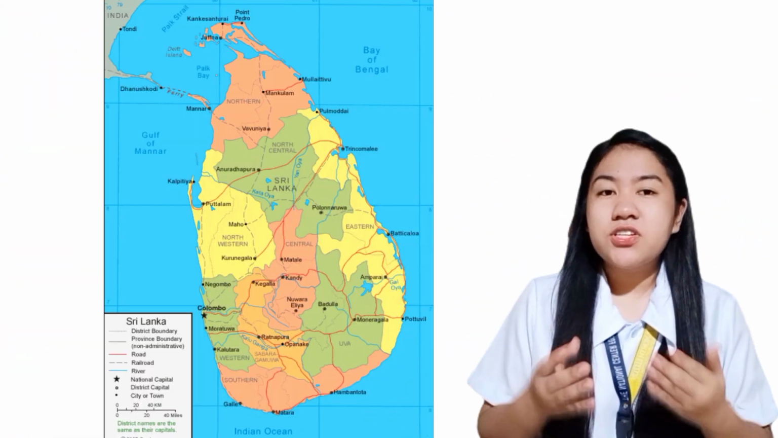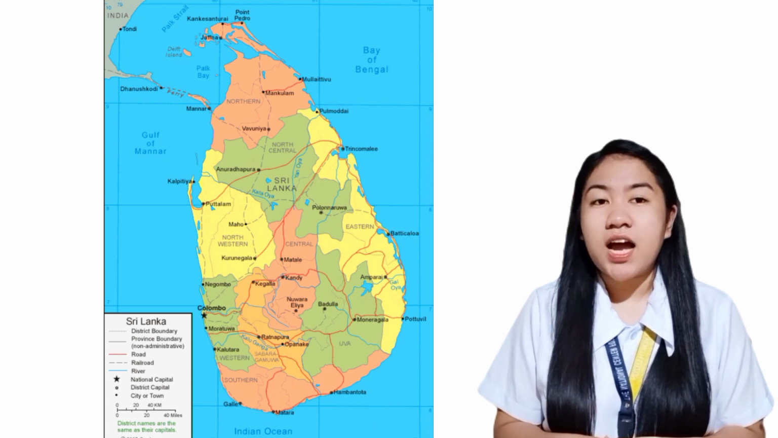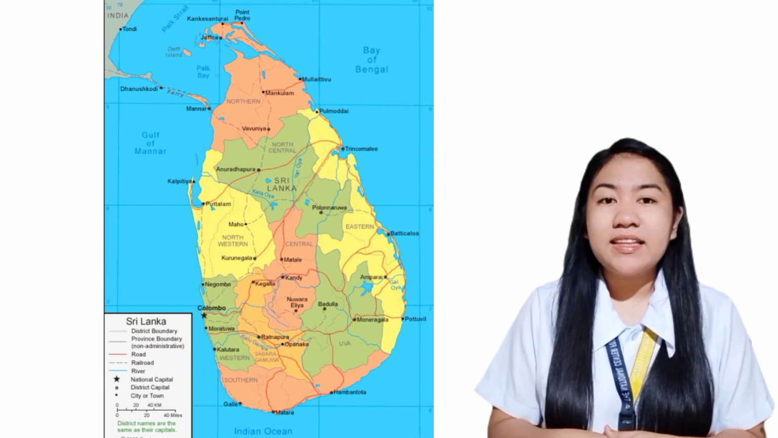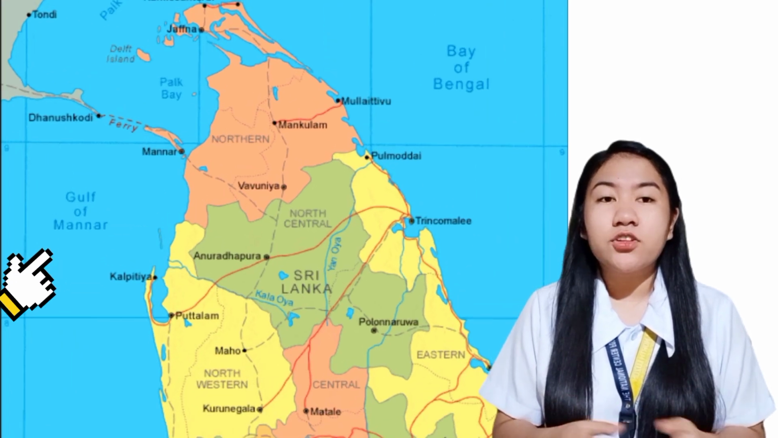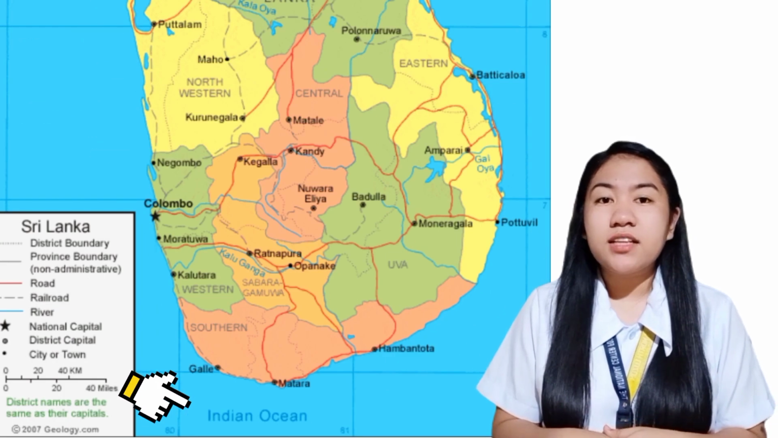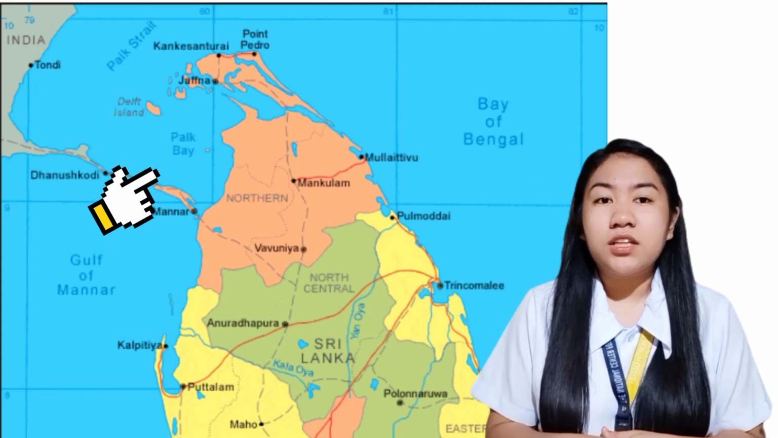Let's try to find the absolute location of the following countries. Let's start with Sri Lanka. Sri Lanka is located in Southern Asia, off the southeast coast of India. Sri Lanka is an island that is bordered by the Gulf of Mannar to the west, the Bay of Bengal to the east, the Indian Ocean to the south, and Palk Bay to the northwest.